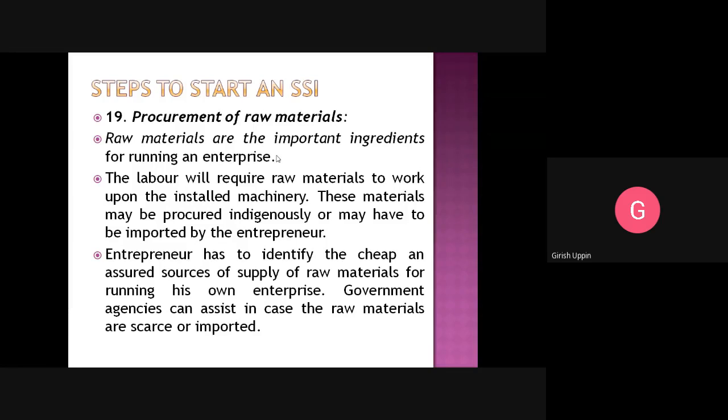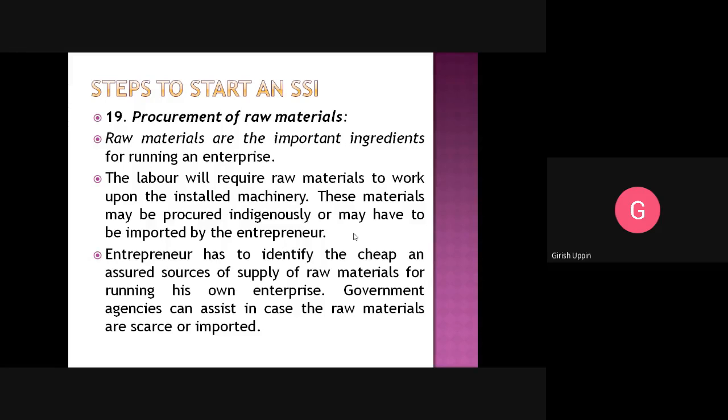Whoever is supplying the raw materials, what level of supply they can do, all those things have to be decided before. And if there are multiple suppliers of the raw materials, you have to make a cost comparison, quality comparison, and you have to finalize on one supplier, or maybe a set of suppliers, and you should be ready with all that particular information to place the order. The labor will require raw materials to work upon the installed machinery. These materials may be procured indigenously or may have to be imported by the entrepreneur.